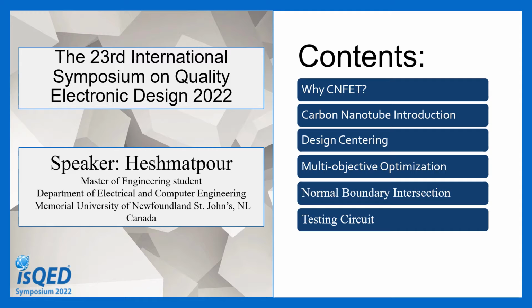The content of my presentation includes: first, why we choose CNFET. Then we will give an introduction on carbon nanotube. We'll discuss design centering using GBC, multi-objective optimization, normal boundary intersection, and at the end we will show the circuit that we test our optimization method on and compare the results with other optimization methods.